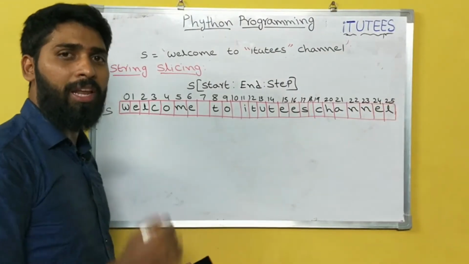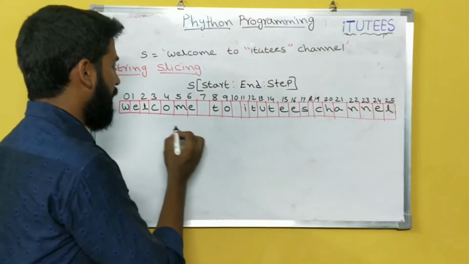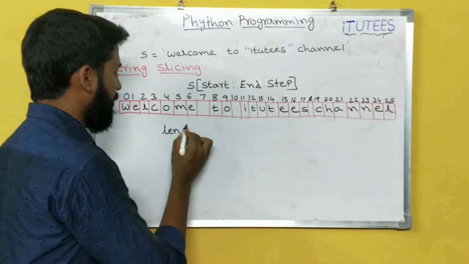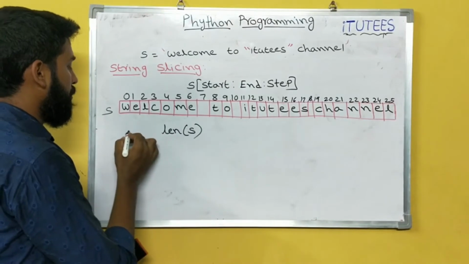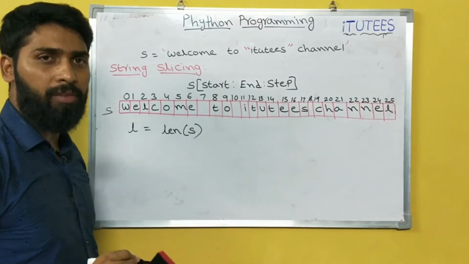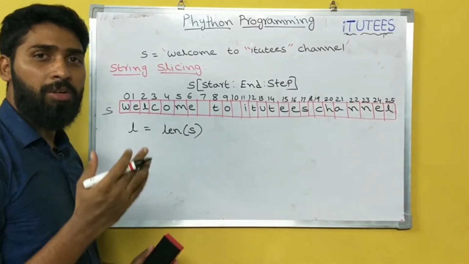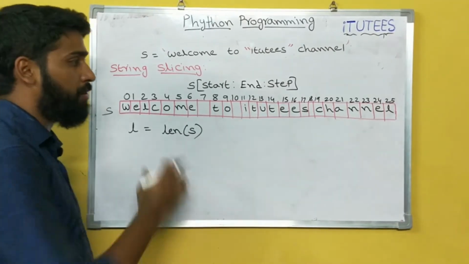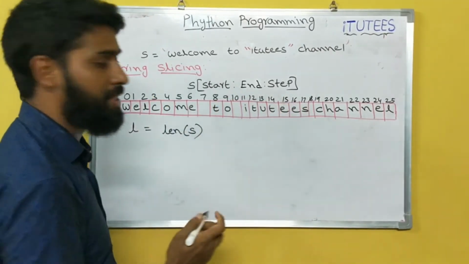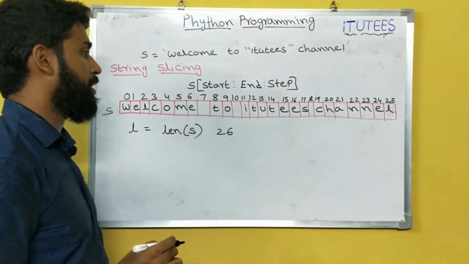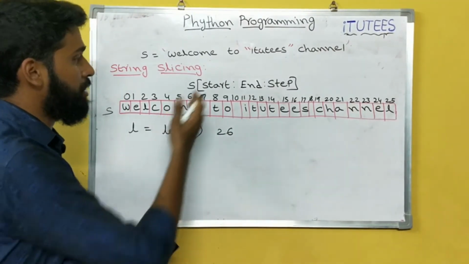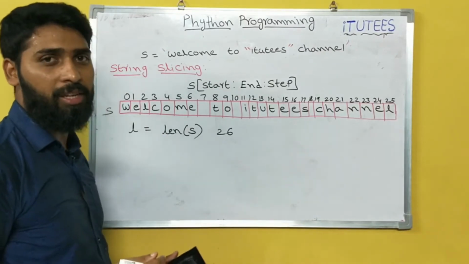So how can we know the length of the string? By using the length function. Length of S. For example, I am using a variable L. L equals to length of S. Length of S is a function which returns the length of a string. What is the length of the string? 26. 26 is the length of the string. Okay. Now we are going to see the string slicing operations.